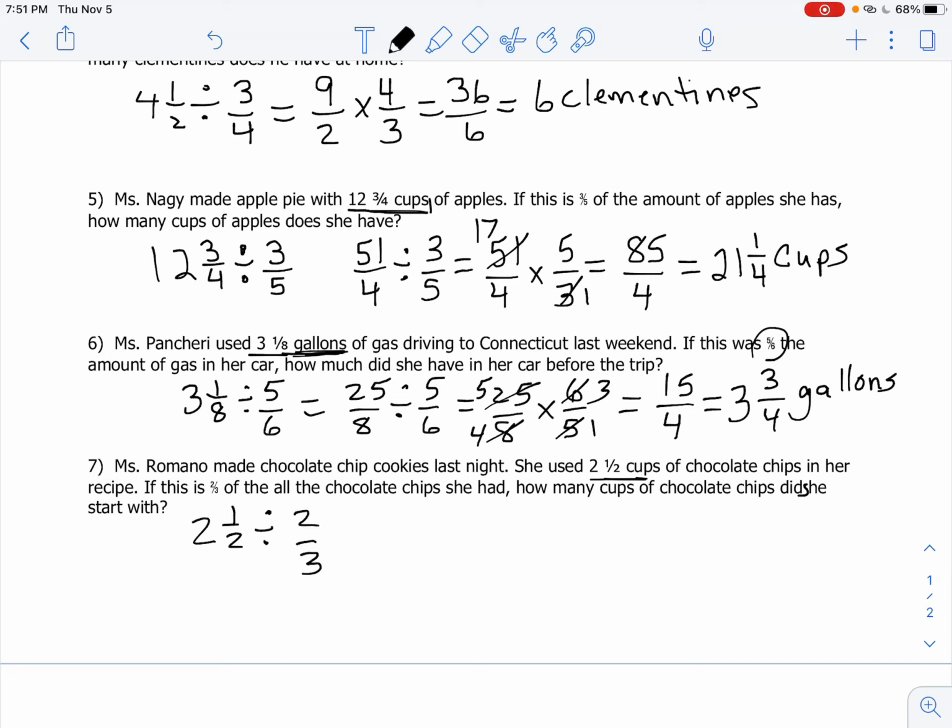We're going to change the 2 1/2 into an improper fraction, that's 5/2. Change the division to multiplication and flip the second fraction over. We end up with 15/4. And that's the same as 3 3/4 cups.